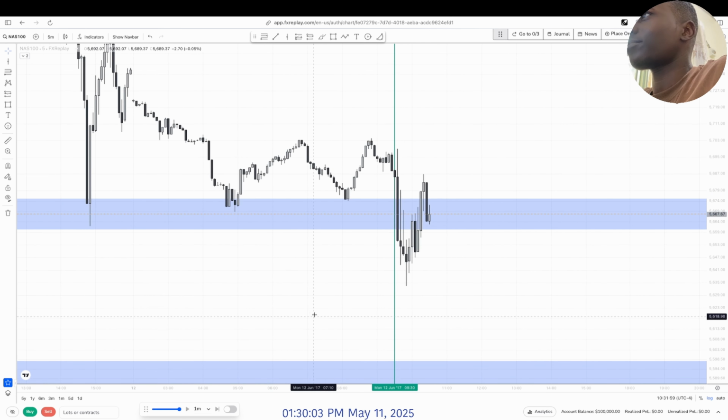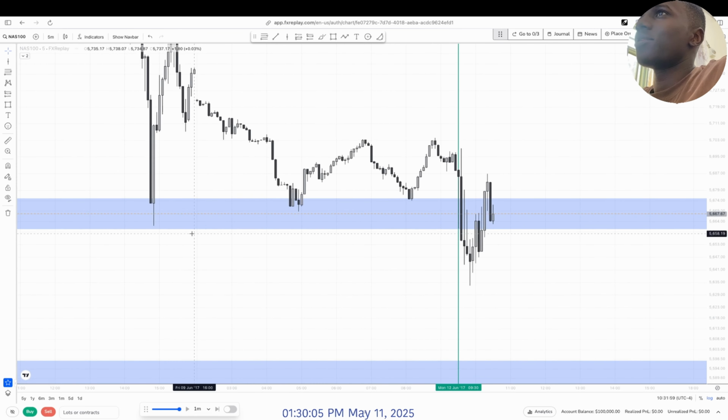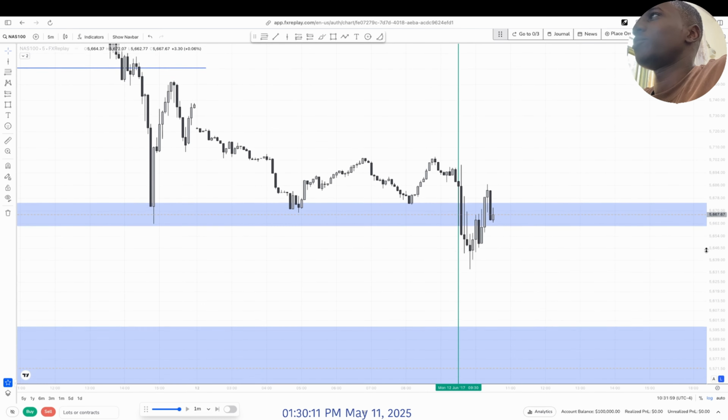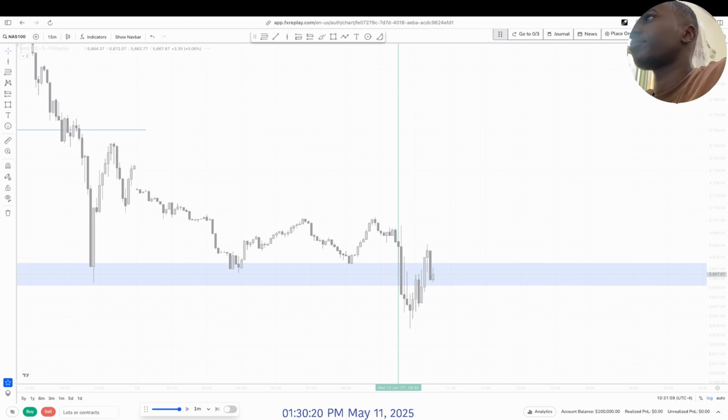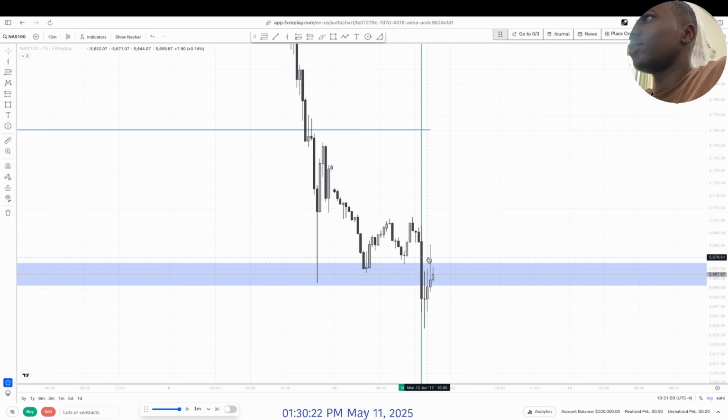Okay, so far we can see that this low took out the liquidity, and then this low came and took it off. So what does this tell us? This might be a potential standard deviation zone. So when you go to the 15 minute, you can see that it's trying to push higher.